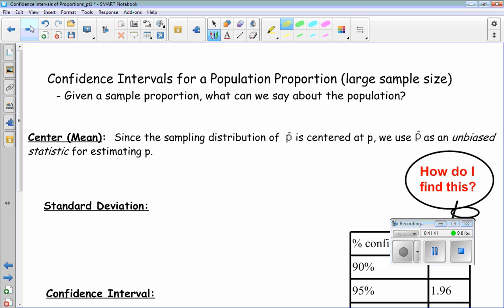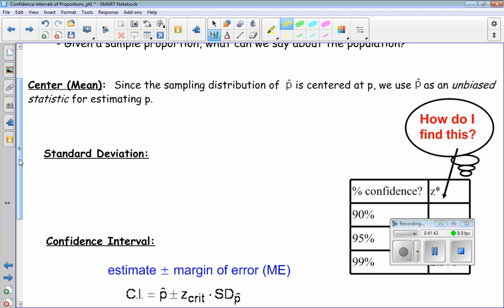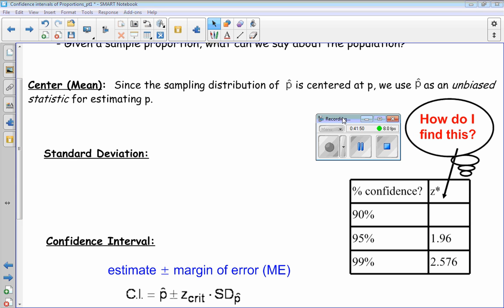All right. So let's talk a little bit more before we play our little game. Let's figure out what this z-star business is. I want to find it exactly. I know it's approximately 2 when I'm talking about 95%, but I want to find exact. How do I do that?